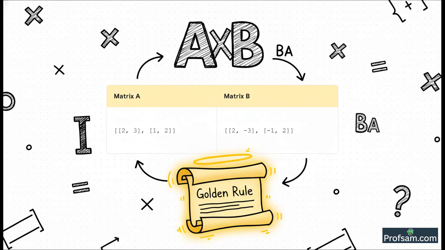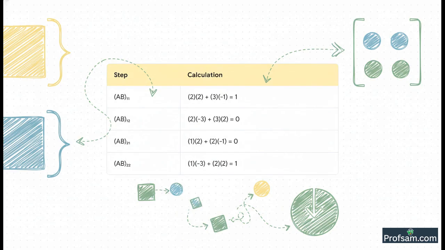So first, let's calculate A times B. Okay, let's do this together nice and slow. Remember, it's always row of the first matrix times column of the second. For our first element, top left, we take the first row of A, that's 2 and 3, and the first column of B, that's 2 and minus 1.